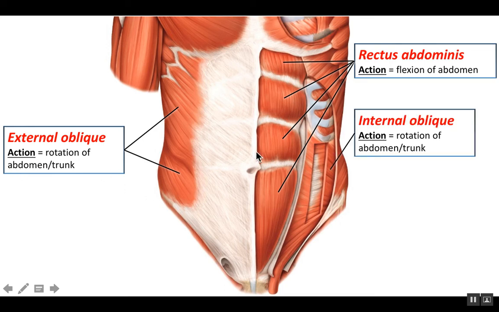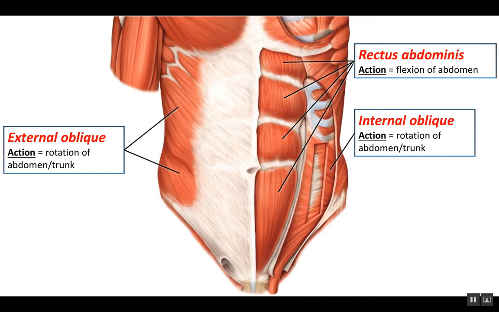The internal oblique is underneath. So notice what they did. They took a big chunk out of the external oblique in order to view this internal oblique. And the internal obliques run in the opposite direction that the external oblique does. So in this drawing, you can see some of this external oblique running this way, whereas the internal is running this way. Internal obliques, as well as external obliques, primarily do rotation of the trunk or abdomen. So when you twist your body right to left, you're using your obliques.